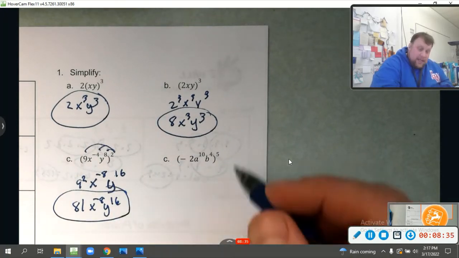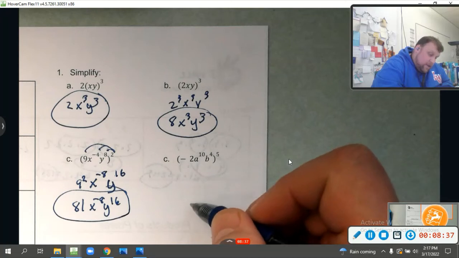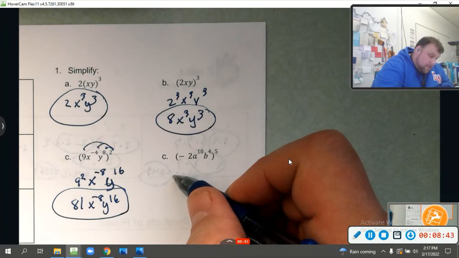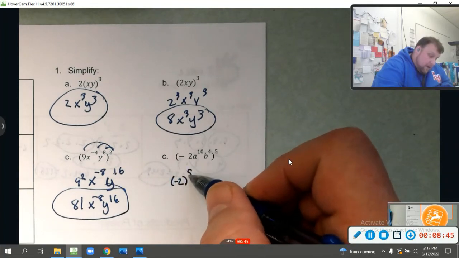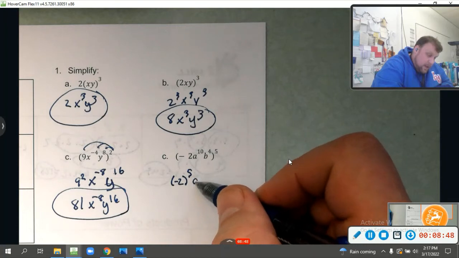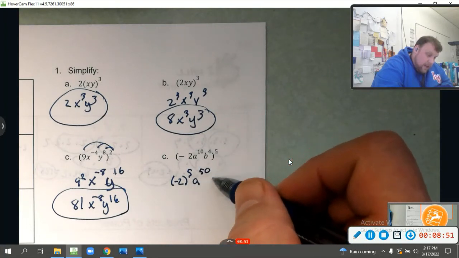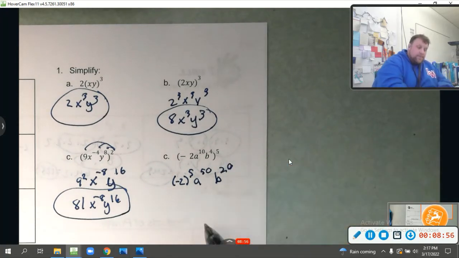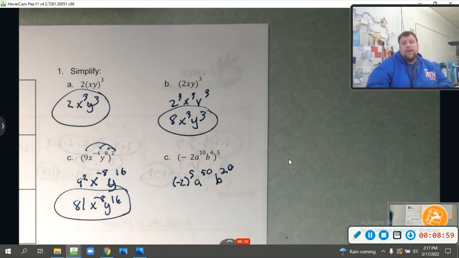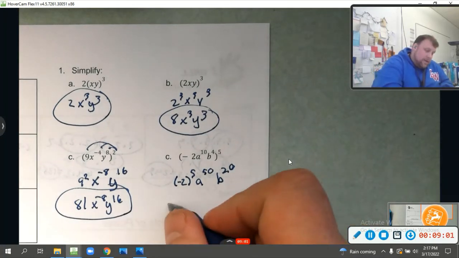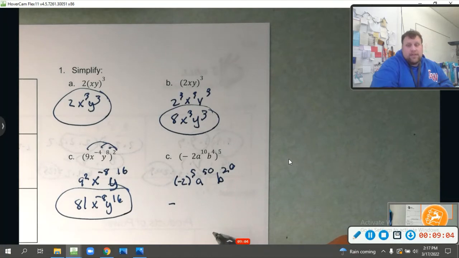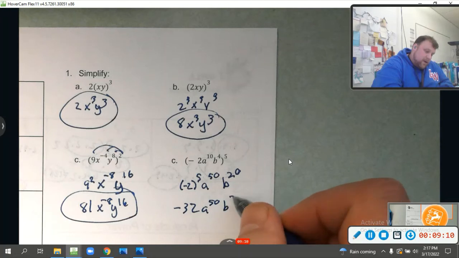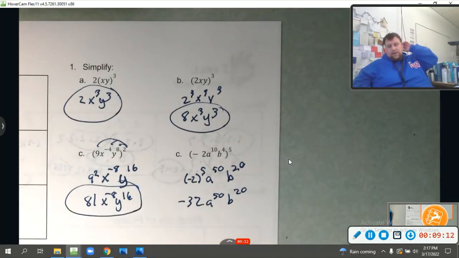And last but not least, we're going to distribute this 5. So I have, and this includes the negative, negative 2 to the 5th power, a to the 10 times 5 is 50th, and b to the 20th. So, what's negative 2 to the 5th power? Well, first of all, if it's an odd power and you have a negative, your answer is going to be negative. And then we know 2 to the 4th is 16, so times 2 is 32. Again, a to the 50th, b to the 20th. Right there, it's good.